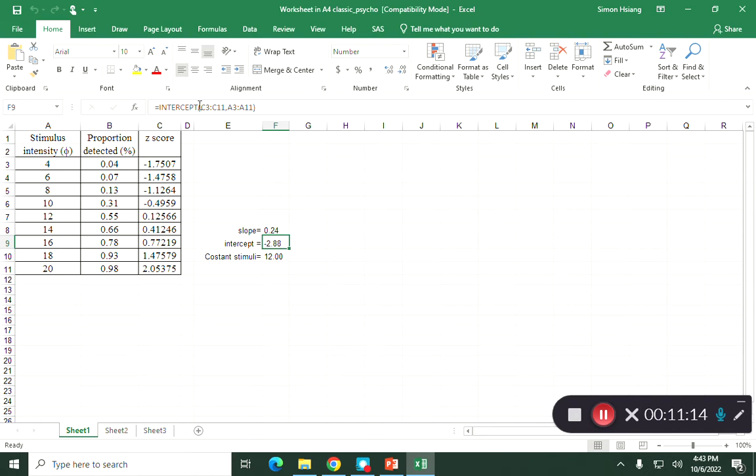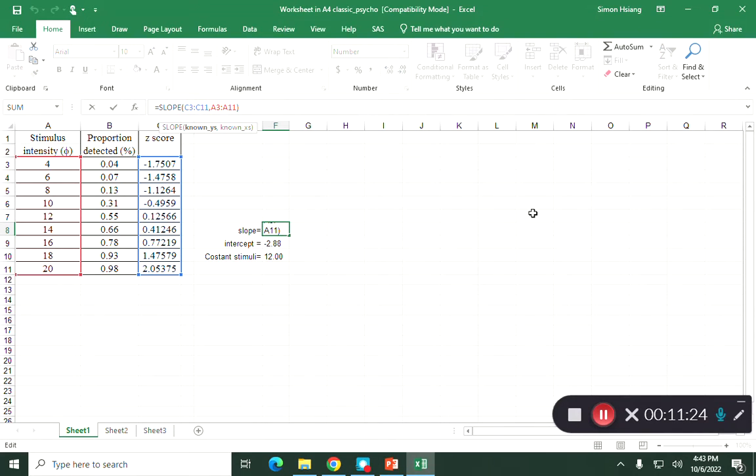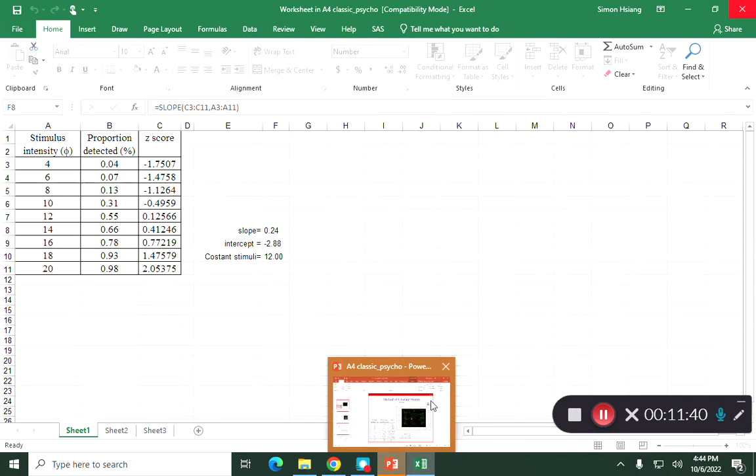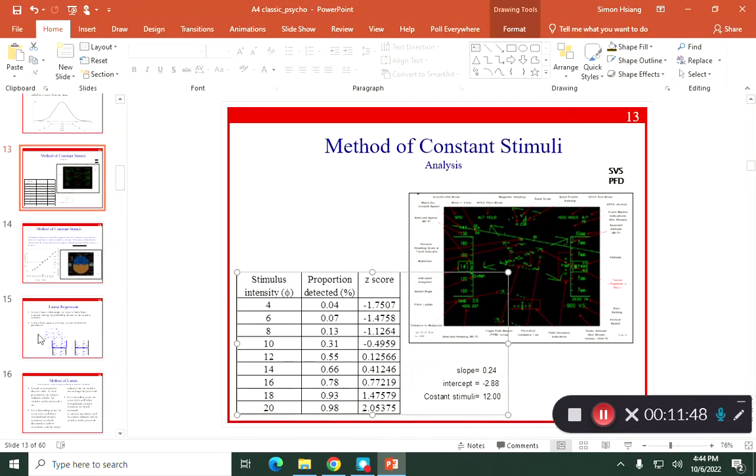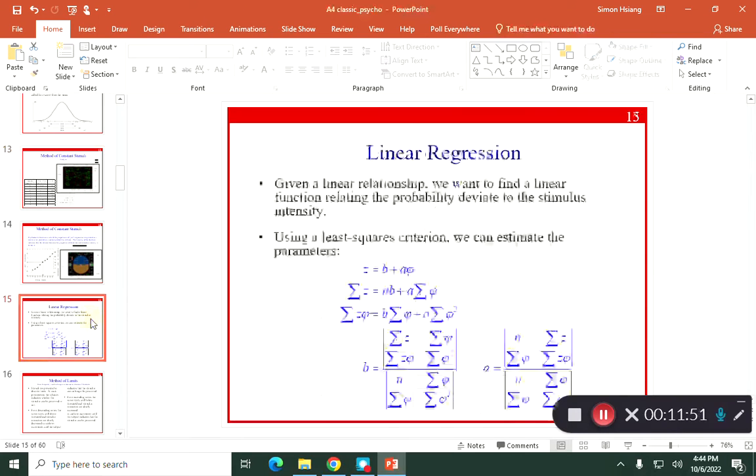Okay, intercept. Okay, yeah. Y value is your Z value, and X value is your stimulus. So far, so good? Yep. Okay, so we just abused regression, but that's not the point. The point is, what does it mean?